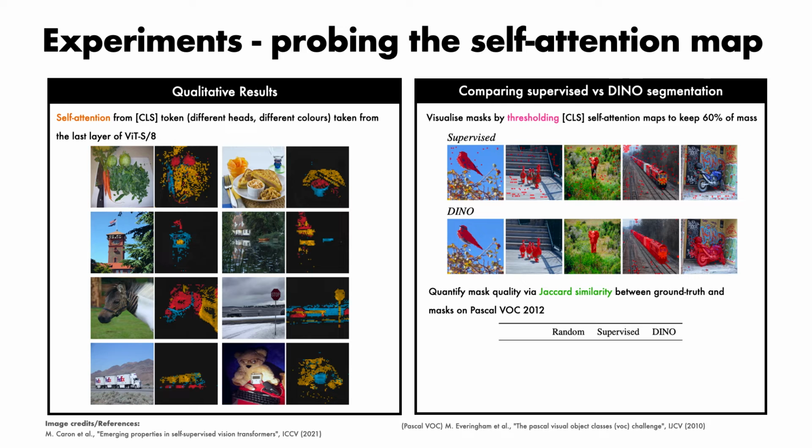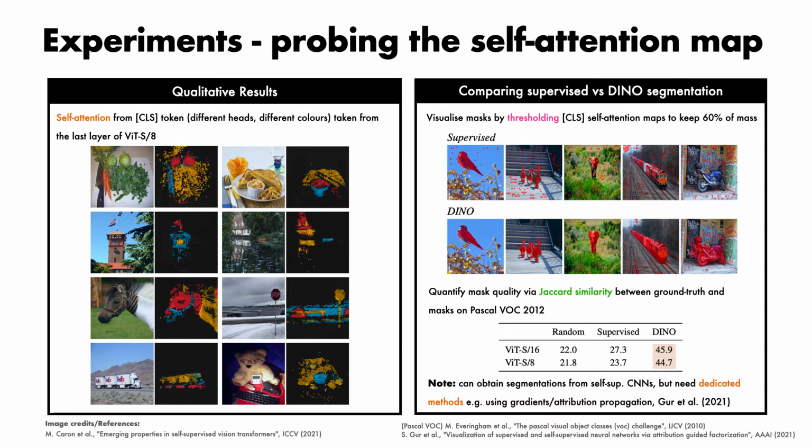When comparing the attentions from a randomly initialized model and a supervised model with Dino, we see significant improvements are achieved by Dino for both ViT-S/16 and ViT-S/8. The Dino authors note that it is possible to obtain reasonable segmentations from self-supervised CNNs rather than transformers, but we typically need dedicated methods based on gradients and attribution propagation to obtain good results.